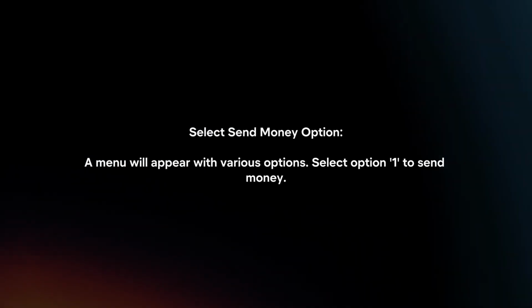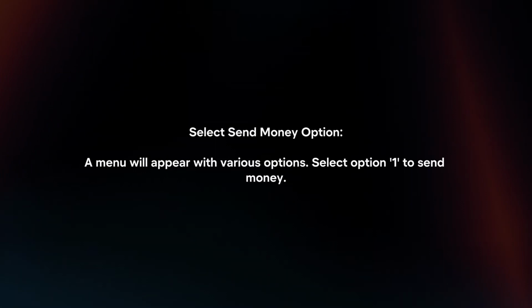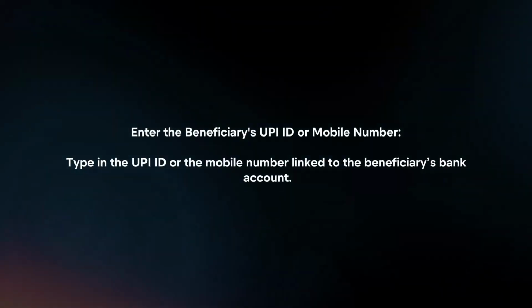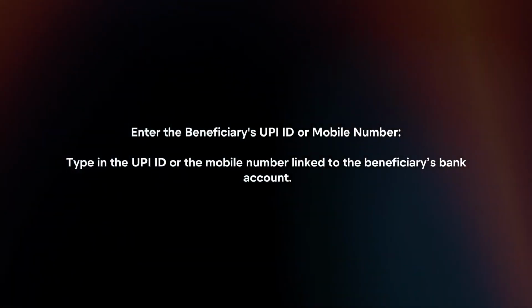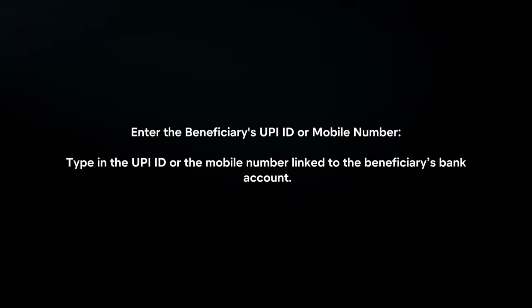Select the Send Money option. A menu will appear with various options. Select option 1 to send money. Enter the beneficiary's UPI ID or mobile number. Type in the UPI ID or the mobile number linked to the beneficiary's bank account.